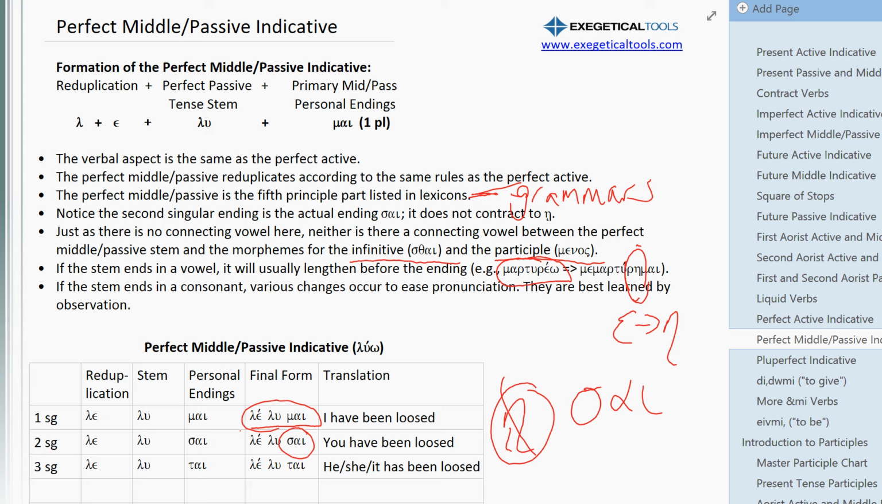Last thing is that if the stem ends in a consonant, there are going to be various changes that occur to ease pronunciation. There are too many to just list here, and you wouldn't memorize them anyway. And so it's best to just learn these by observation.